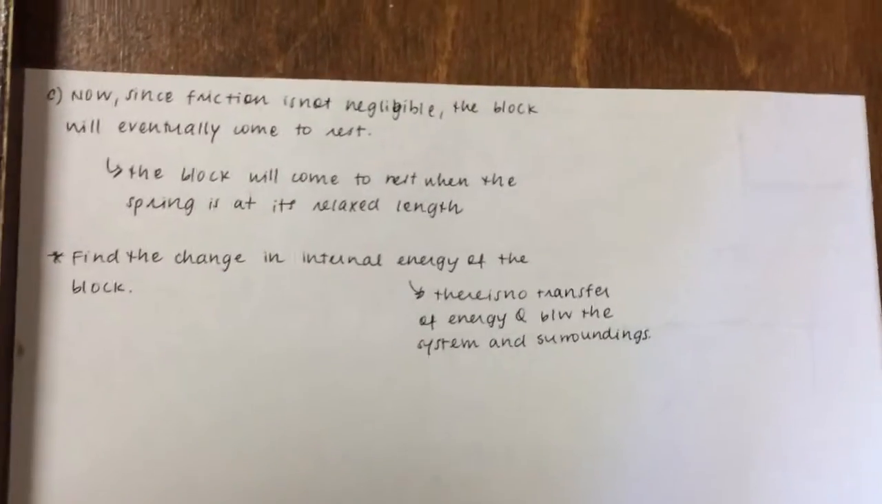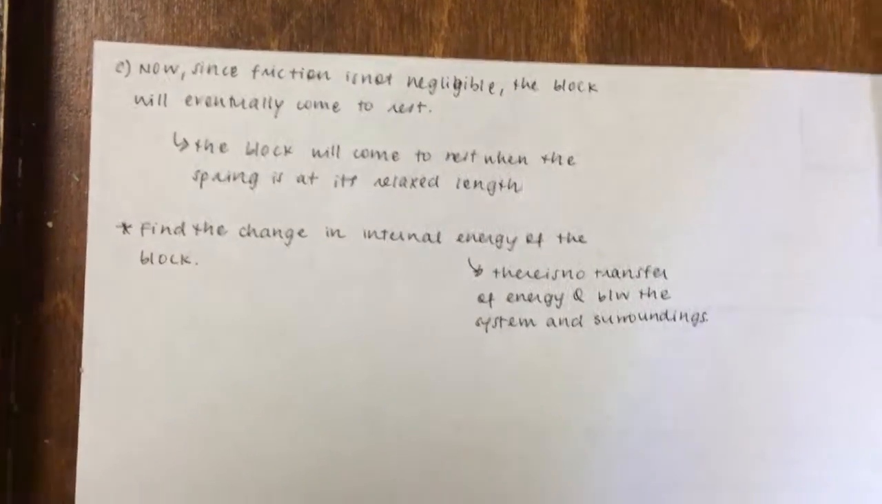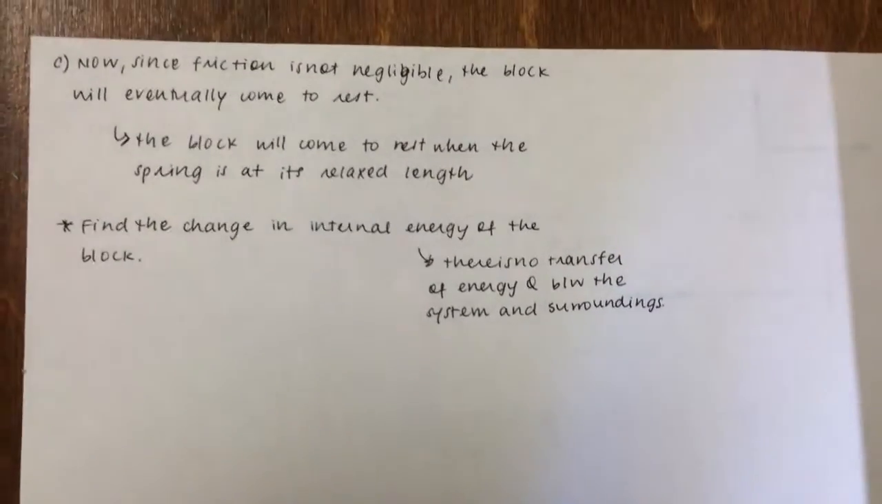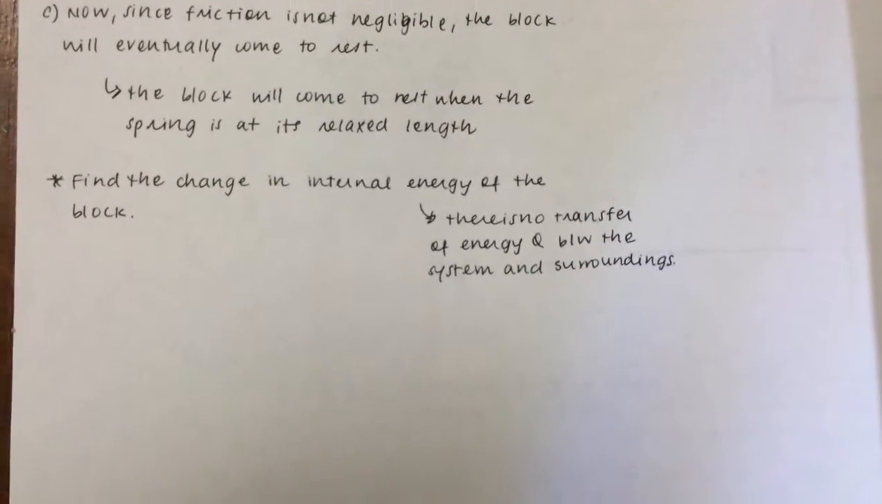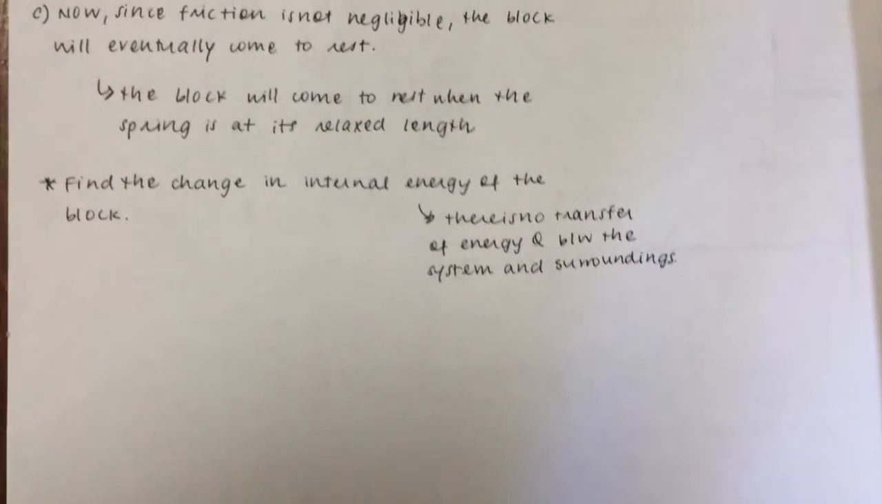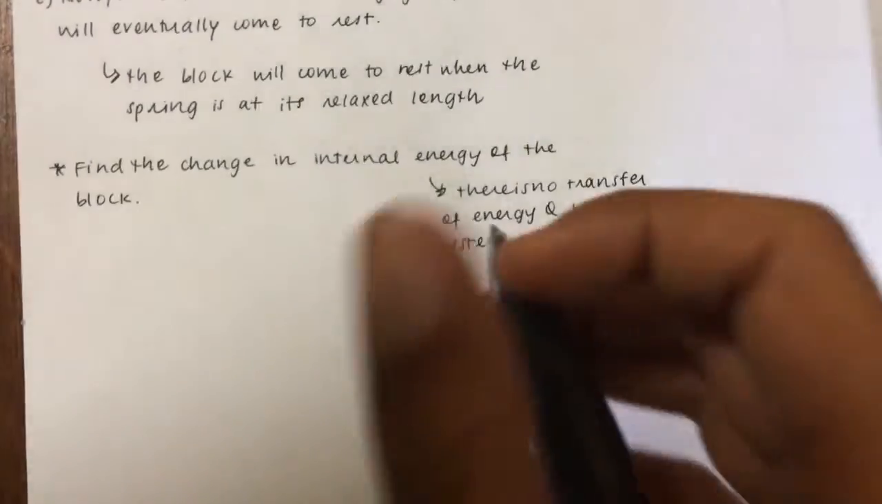Now, let's do part C. Since friction is not negligible, the block will eventually come to rest. The block will come to rest when the spring is at its relaxed length. Find the change in internal energy of the block, and we know that there's no transfer of energy Q between the system and the surroundings as stated in the problem.